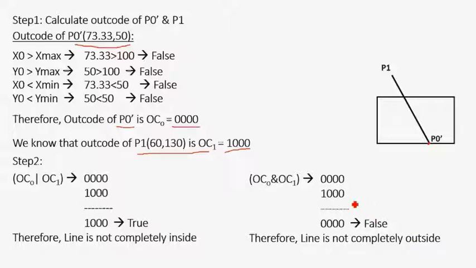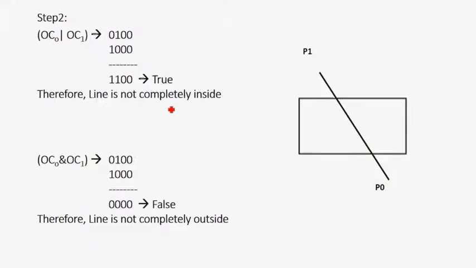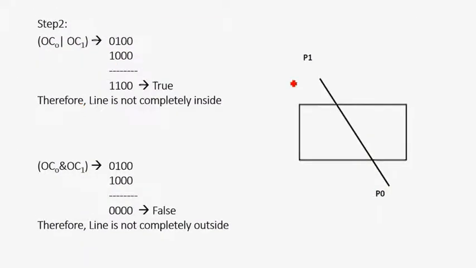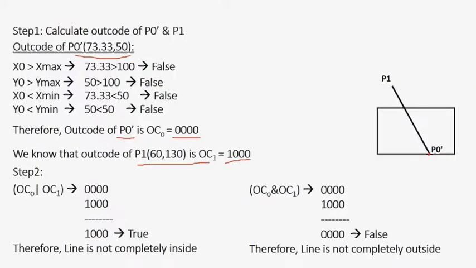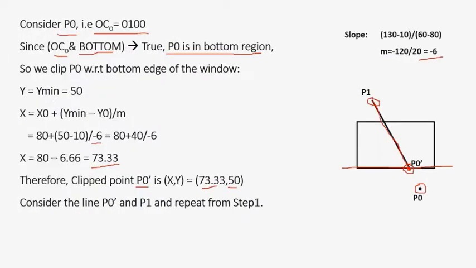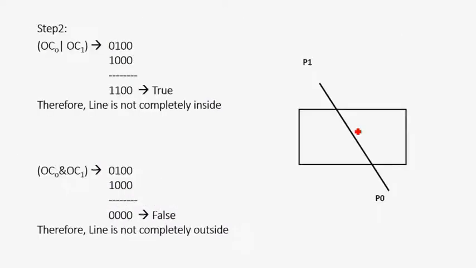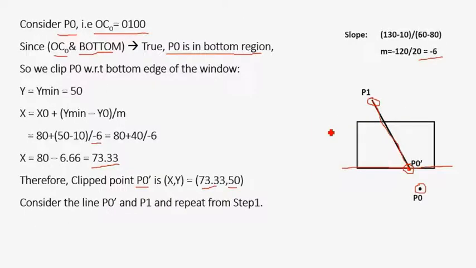Now see here, once I was done with step 2 earlier, I had to pick one of these two points and do further processing. That is, I picked P naught and checked which region, which edge, it is intersecting with, and I figured out the intersection point. Now I have to do the same thing here also. I have to take one of these two points, and in this step I could have picked P1 and proceeded. In that case, I would have got this intersection point, right?